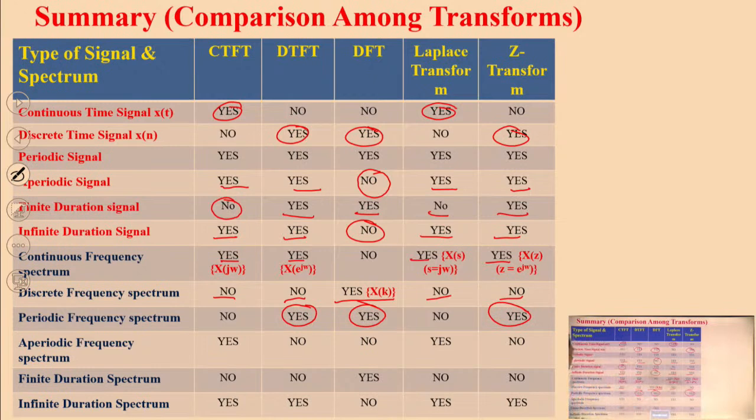Aperiodic frequency spectrum: in case of CTFT the spectrum is aperiodic, that's why I have written yes over here, and the others are no, because you get a periodic frequency spectrum. Finite duration spectrum: in CTFT no, you have an infinite duration spectrum, and in case of DTFT we also get an infinite duration spectrum. For DFT yes, we get a finite duration spectrum, and for Laplace transform no, and Z-transform also no. And infinite duration spectrum: in CTFT, DTFT, Laplace transform and Z-transform we get an infinite duration spectrum, and for DFT it is no.